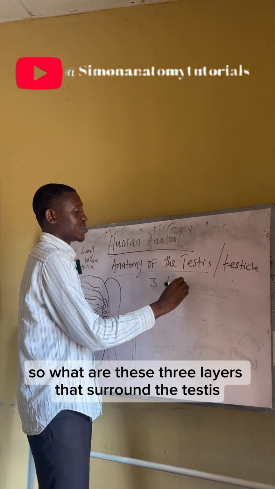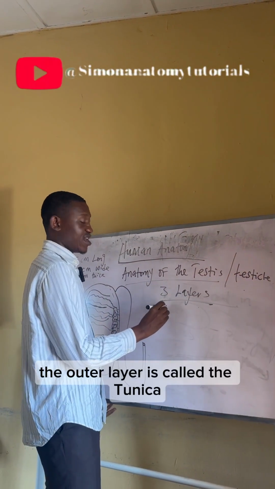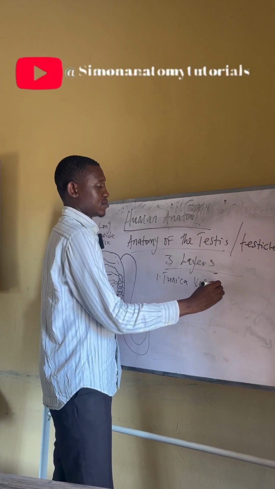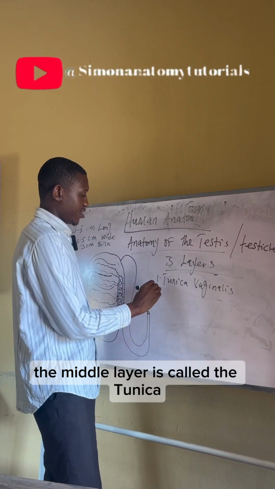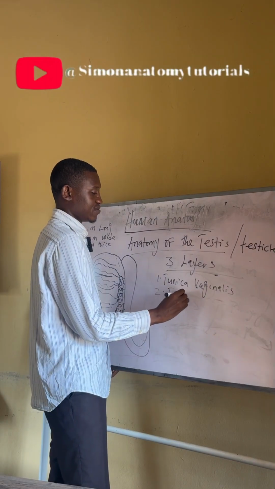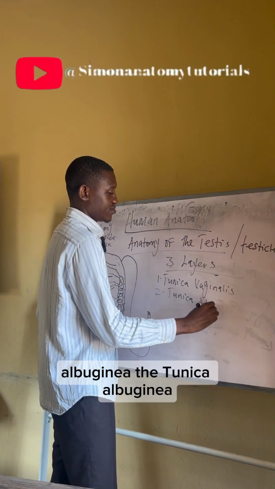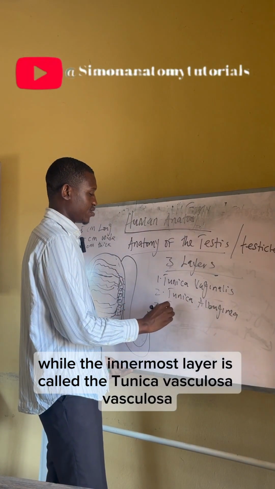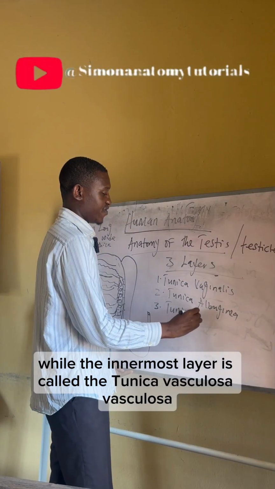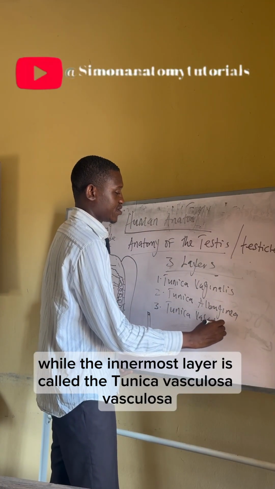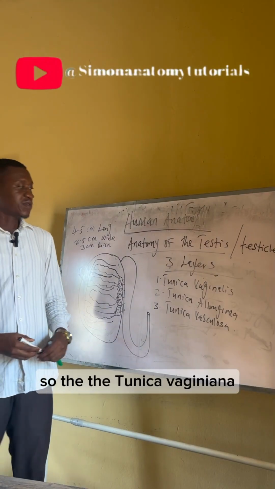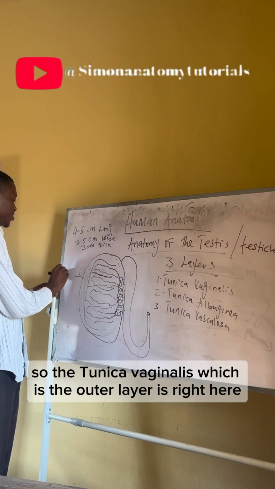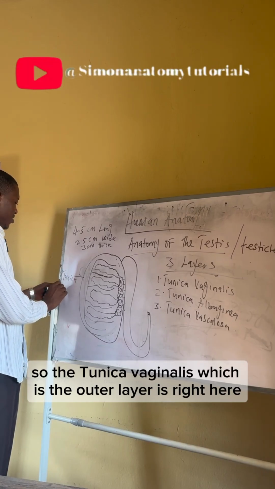So what are these 3 layers that surround the testis? The outer layer is called the tunica vaginalis. The middle layer is called the tunica albuginea. While the innermost layer is called the tunica vasculosa. The tunica vaginalis, which is the outer layer, is right here.